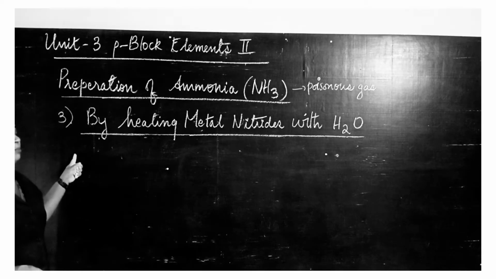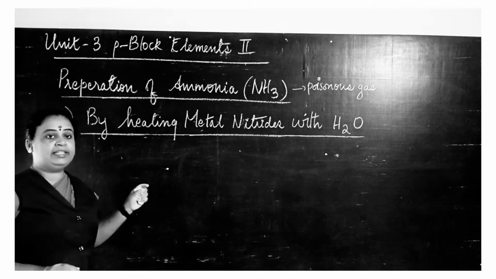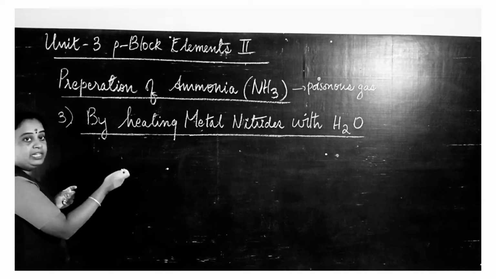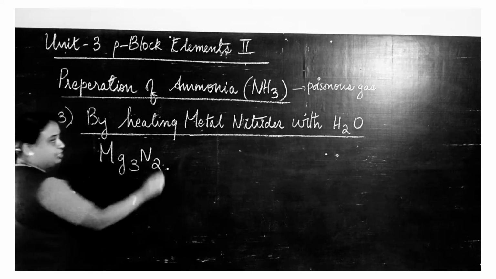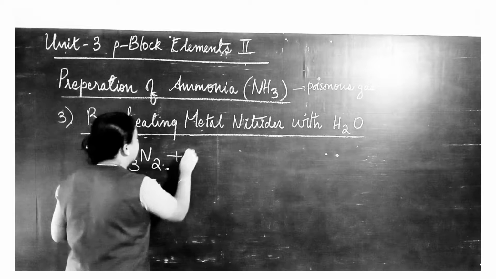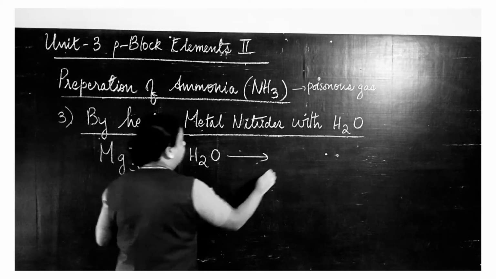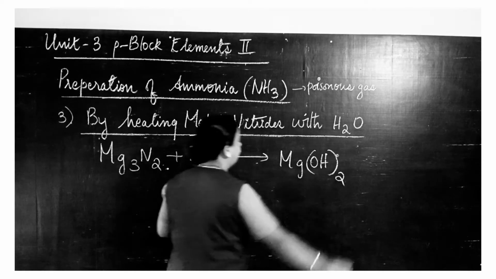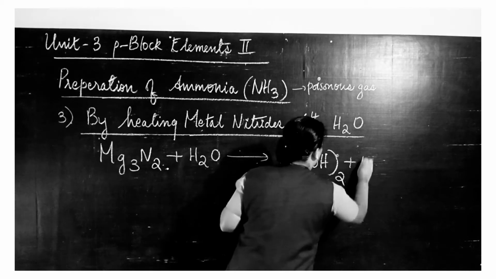Now let us see the third method of preparation of ammonia, that is by heating metal nitrides with water. Let us take the example of magnesium nitride, that is Mg3N2. Magnesium nitride is heated with water to give magnesium hydroxide. Along with magnesium hydroxide, you get ammonia.